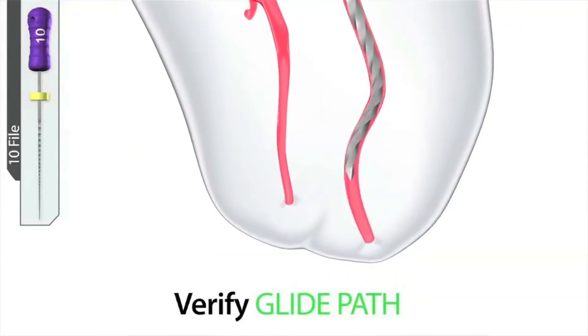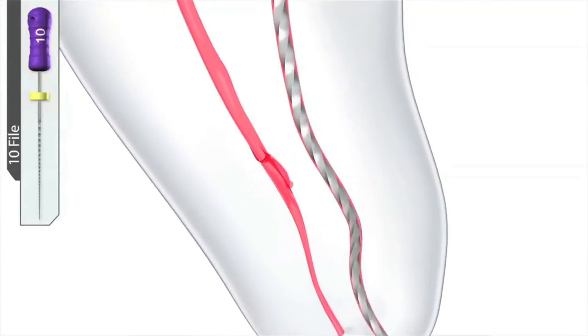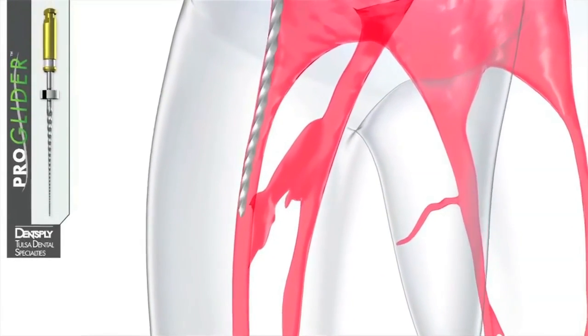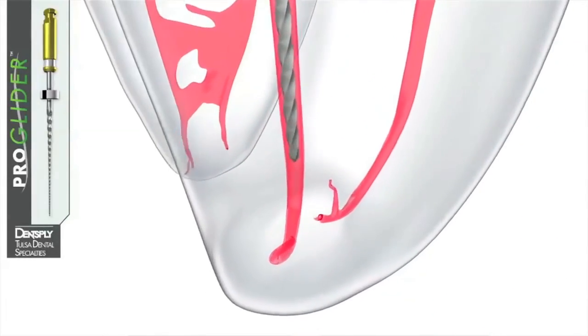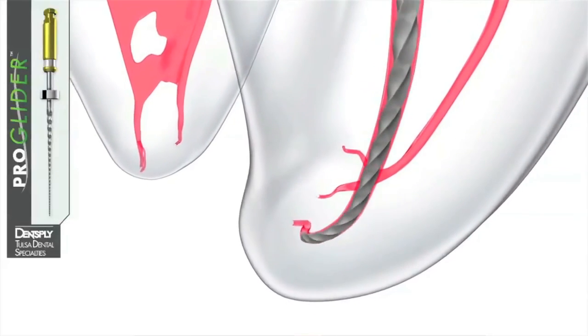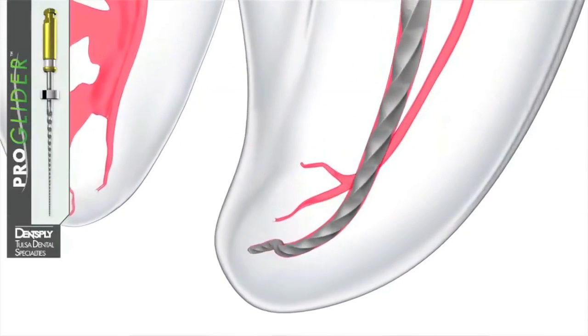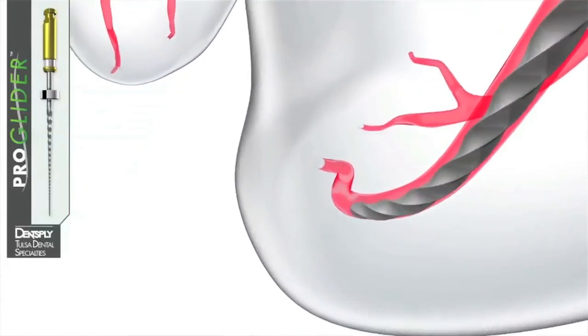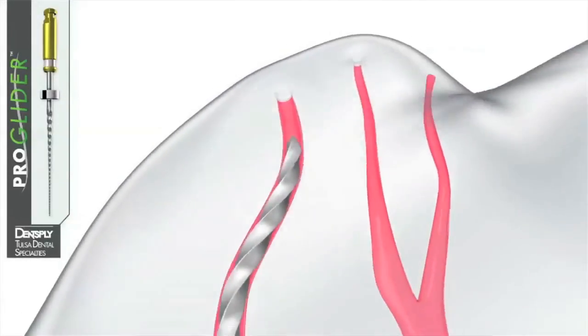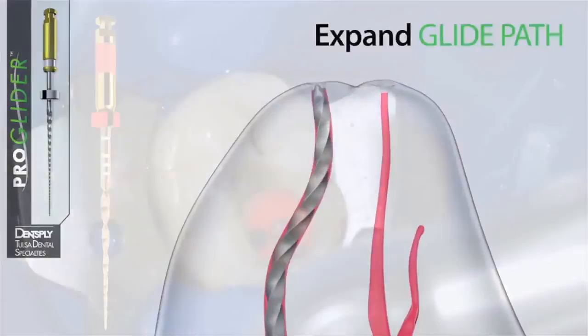For that purpose, we will take this instrument which is called the ProGlider. The ProGlider will be very, very helpful in helping us, at that working length, to create the glide path for WaveOne to follow. After we have completed our glide path with ProGlider, we will take WaveOne Gold and we will go in increments of 3 millimeters inside the canal.